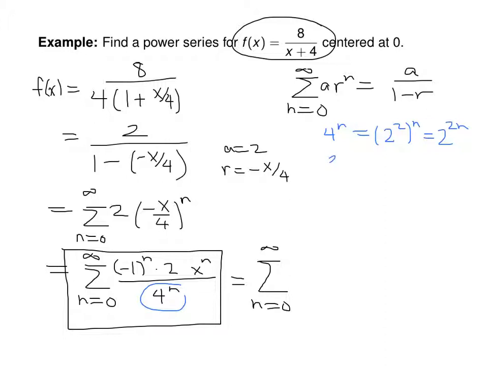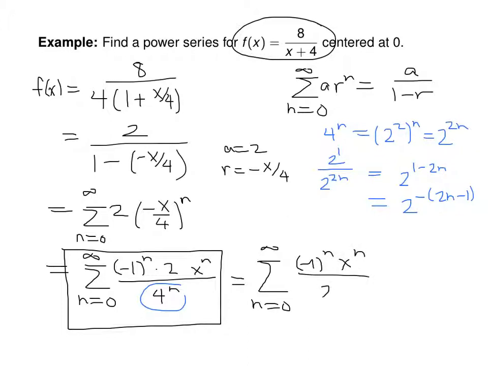And then if I had 2 over 2 to the 2n, that would be the same thing as 2 to the 1 minus 2n, or, factoring out a negative, 2 to the negative 2n minus 1. So this could also be written as negative 1 to the n, x to the n over 2 to the 2n minus 1. Just in case that happens. It's not necessarily something I'd want you to do, but those kinds of tricky manipulations can occur.